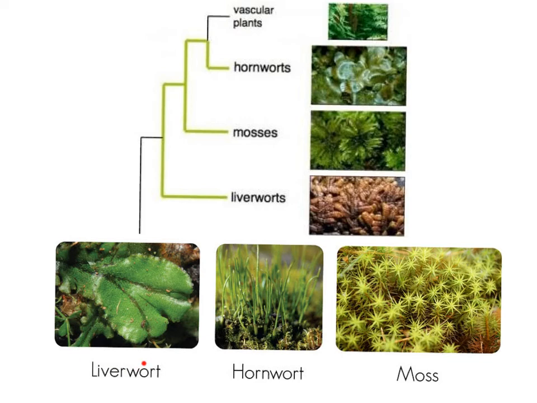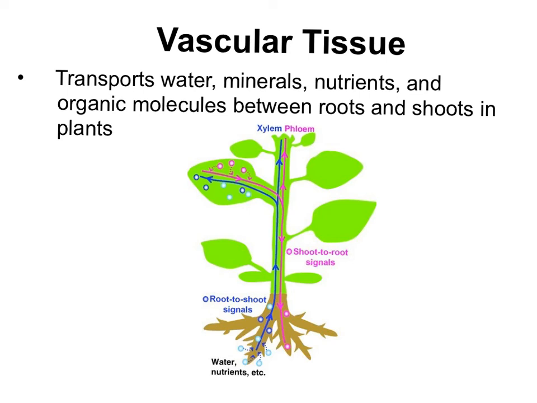Now, the liverworts, you may notice they all sort of have these leaf-like structures. But you notice that the hornworts, if we're looking at this phylogenetic tree, are most closely related to our vascular plants. So I mentioned earlier what vascular tissue was. It's our transport system in the plant. And so it brings things up and down. We'll get into the different types of vascular tissue later in our plants unit.